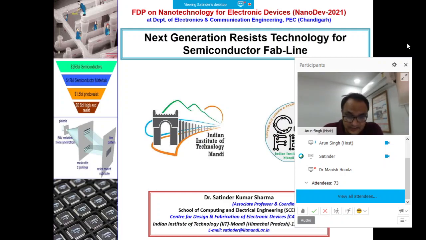And to his credit, he has more than 90 papers in reputed journals. He has filed many patent applications as well, related to photoresist, e-beam resist, etc. Plus, he has been the PI for various projects funded by DST, ISRO, DRDO, etc. So now, with this brief intro, I request you, Dr. Satinder ji, to please share your talk with us on resist technology.